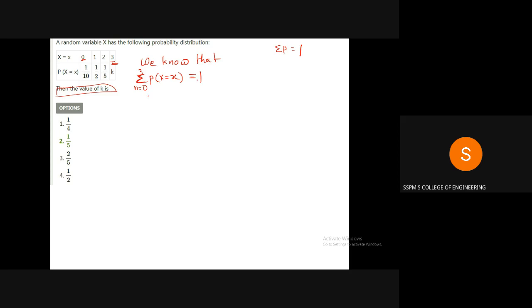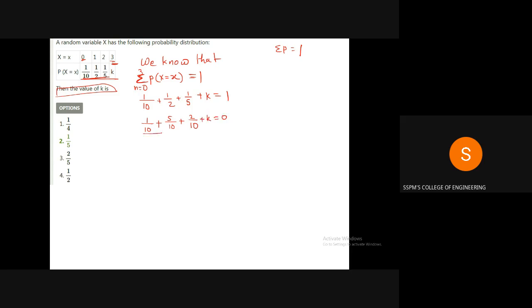So we will write all the probabilities here: 1 by 10 plus 1 by 2 plus 1 by 5 plus k is equal to 1. The addition of all the probabilities must be 1. Now we will add the left hand side. 1 by 2 can be written as 5 by 10, isn't it? And 1 by 5 can be written as 2 by 10.